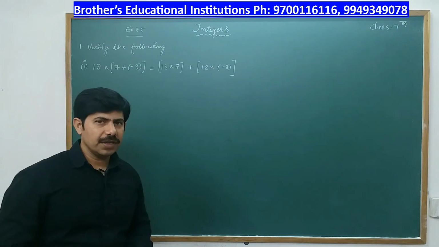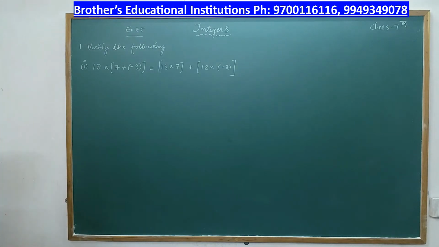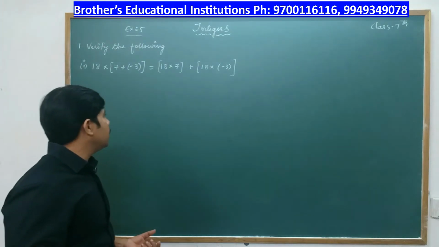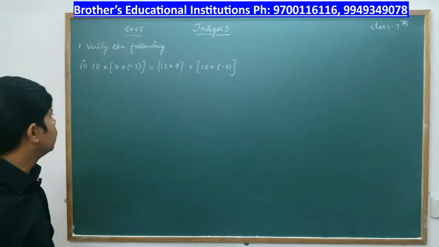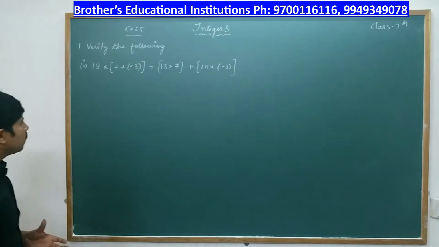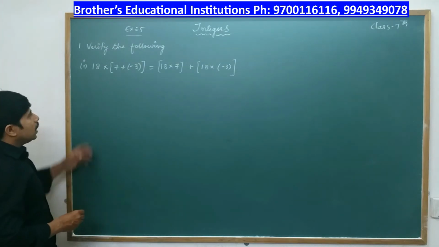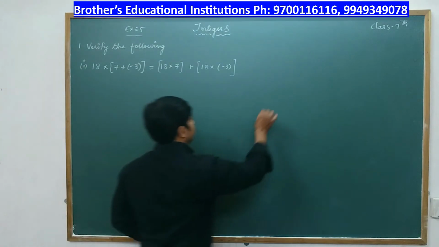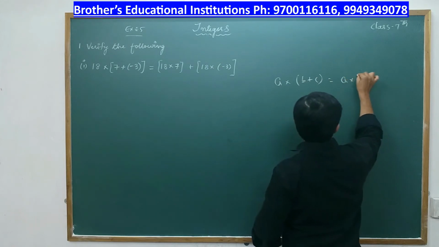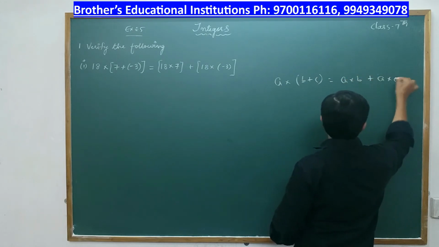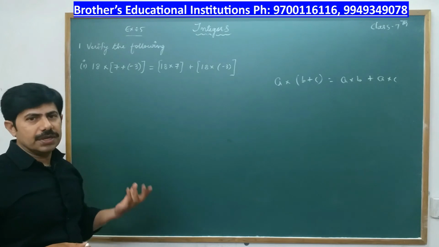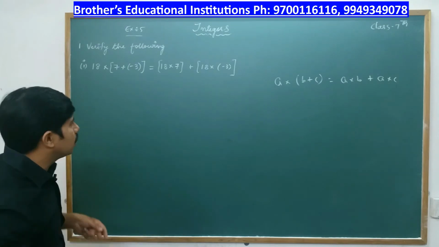Now we will start exercise 5. In that, the first problem is verify the following. We have 18 into (7 plus of minus 3) is equal to 18 into 7 plus 18 into minus 3. We have to verify. Verify means we will check whether we get LHS is equal to RHS or not. Remember this is of the form A into (B plus C), the distributive property. A into (B plus C) is equal to A into B plus A into C. The given problem is of the form A into (B plus C), so A into B plus A into C, it compulsorily satisfies. So here we will verify now.